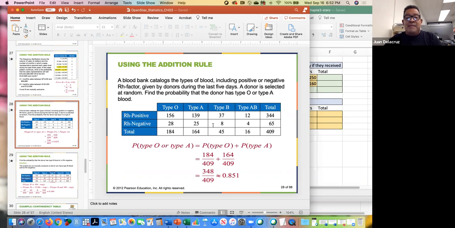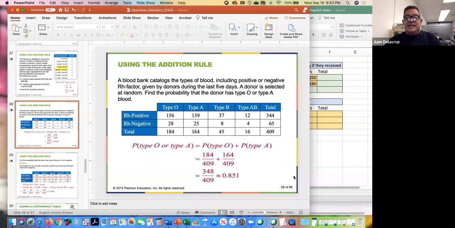How many people of type O do we have? Well, we have 184. This 184, we are going to divide by the sample size, right? And then we do exactly the same for type A. For type A, the total number of people is 164, divided by the sample size. So the probability that the person ringing the bell in a few minutes, let's say, is 85% that the person falls within either of these two categories, right?